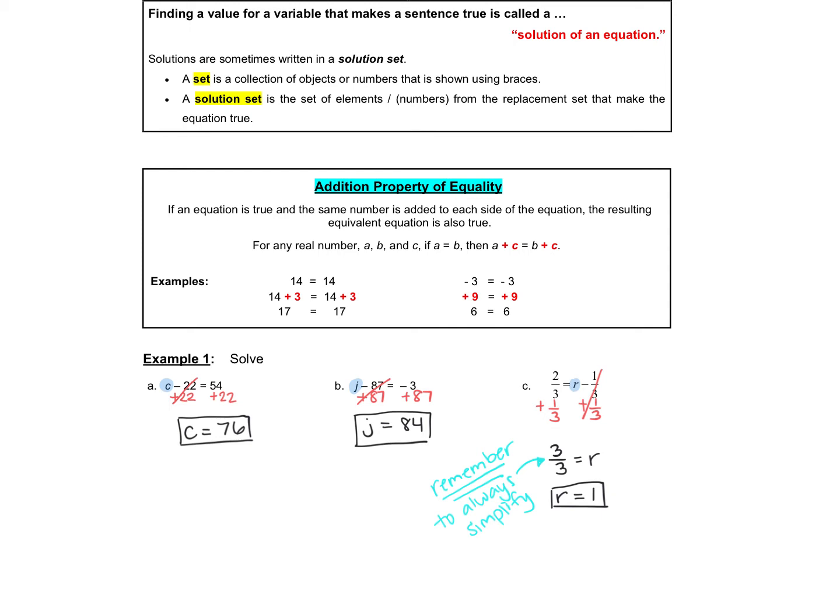Sometimes you're asked to check your work, which you would do by plugging the answer back in, and we'll review this when we go over some of this in class. However, the way you do that is, if I'm solving here and I say that C is equal to 76, replace C with 76. 76 minus 22 is 54, so that works. Here I would replace J with 84. And 84 minus 87 is equal to -3. And for this last one, I would plug in 1. Now remember, 1 is also the same thing as 3 over 3, and 3 over 3 minus 1/3 is 2/3, therefore 2/3 is equal to 2/3.